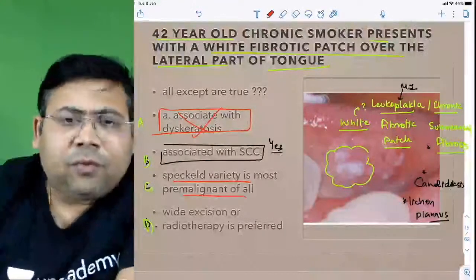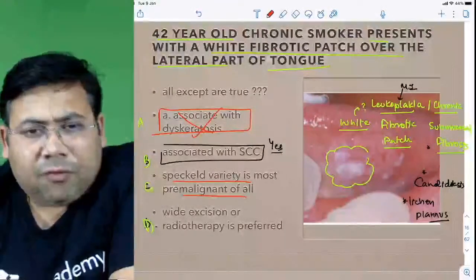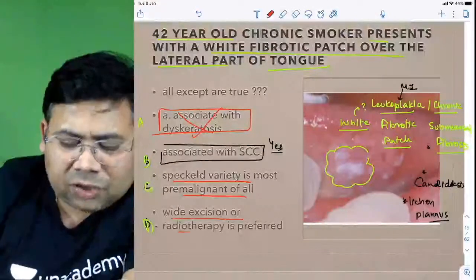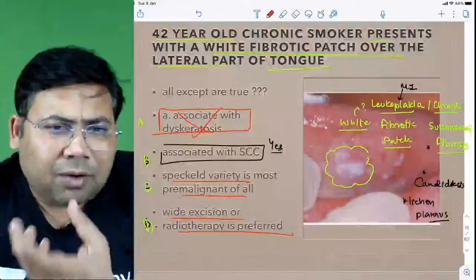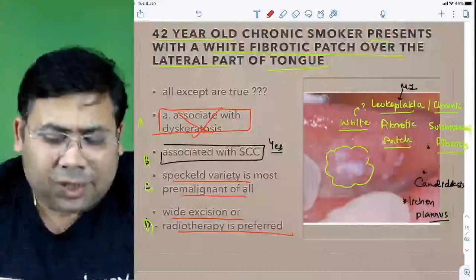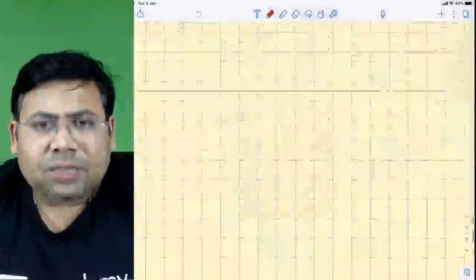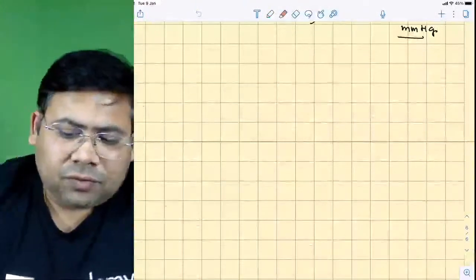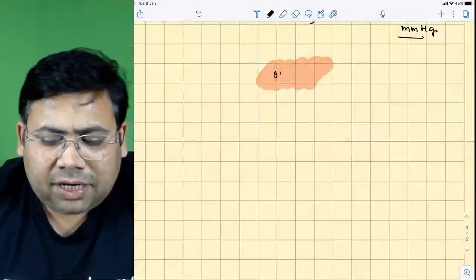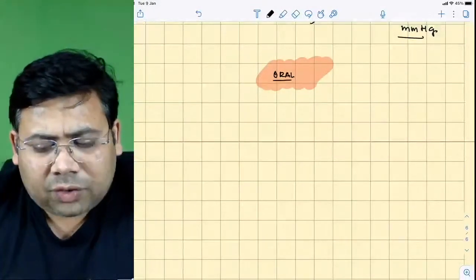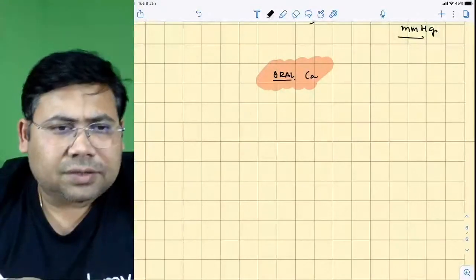Absolutely right. If you talk about leukoplakia, wide local excision or radiotherapy, do you know radiation is extremely radiosensitive, since it is a background of squamous cell cancer. Let us talk of something about oral cancer also. With this, let us discuss oral cancer, which is again a very important topic for discussion.